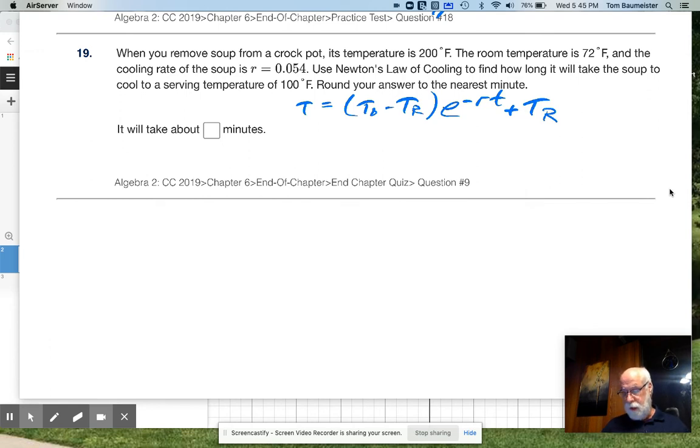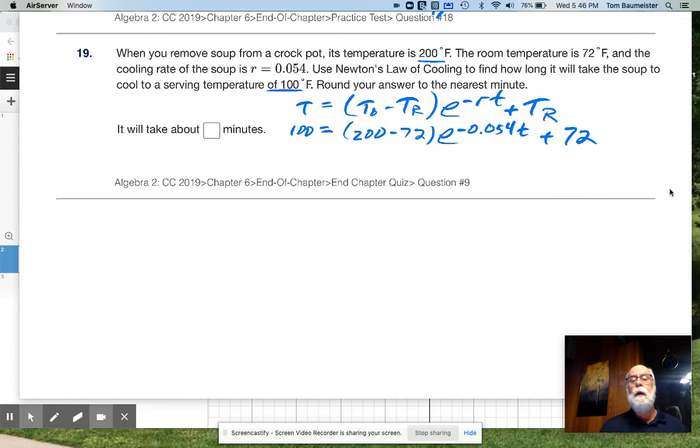So remember, let's see here. What do we want to do? We want to cool our food to 100. So that's the temperature we want. So we're going to say 100. T sub 0 is our original temperature, which was 200. Our room temperature is 72. I'm going to say E raised to the negative. Our R is 0.054 times T plus our room temperature, which is 72 degrees.